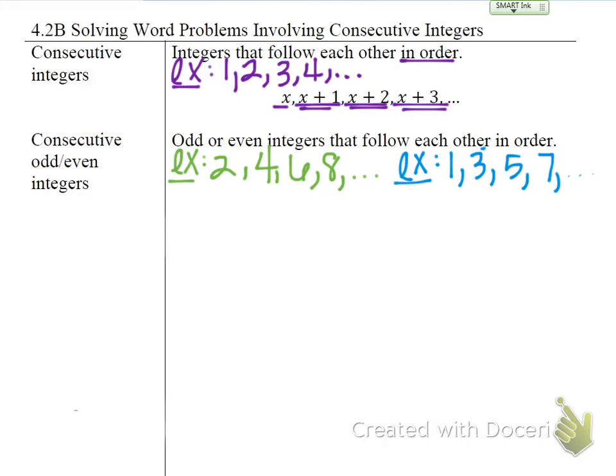Okay, how do I get from 1 to 3? You add 2, because we're going from 1, skipping 2, and going straight to 3. How do I get from 1 to 5? Add 4.